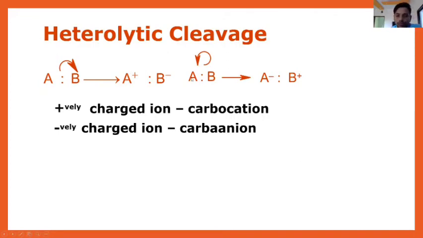Or in a reverse way, suppose both electrons are given to A, it will be A minus, and it will give you B plus. A positively charged ion is known as a carbocation in the case of carbon, and a negatively charged ion is known as a carbanion. So what you have to remember, when there is heterolytic bond cleavage, there is a formation of positively and negatively charged species. Heterolytic bond cleavage is an unsymmetrical cleavage in which both the electrons are given to one of the atoms, the other atom remains electron deficient, and one of the atoms remains electron rich.